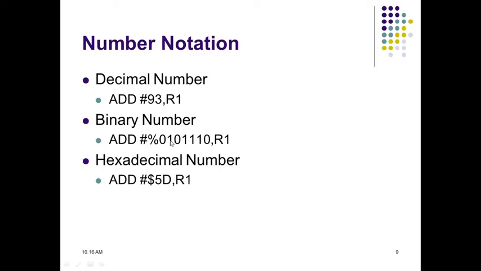In assembly language, a hexadecimal representation is identified by a dollar sign prefix. So we'll write 93 in hexadecimal notation like this: add #$5D, r1. So dollar represents the hexadecimal notation, and 5D is the hexadecimal representation of 93. So like this you can use. These are the different number notations, and they will help you in writing numbers in assembly language.